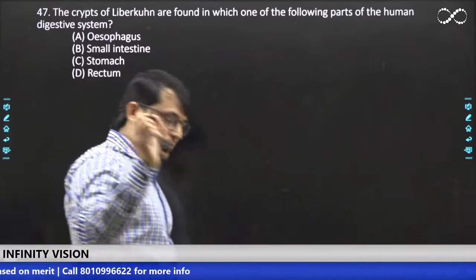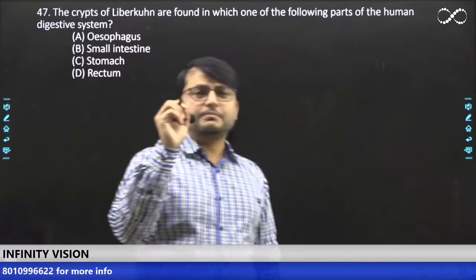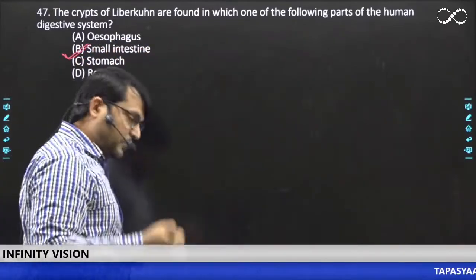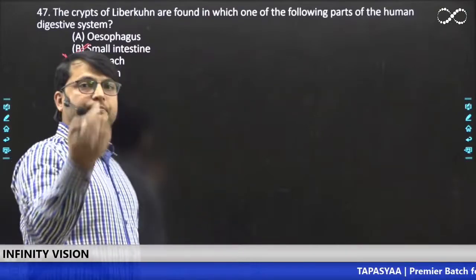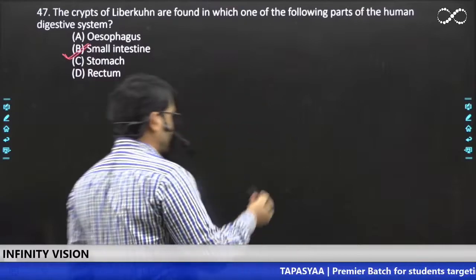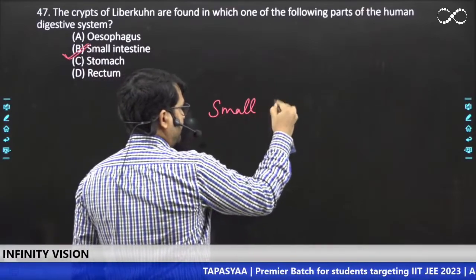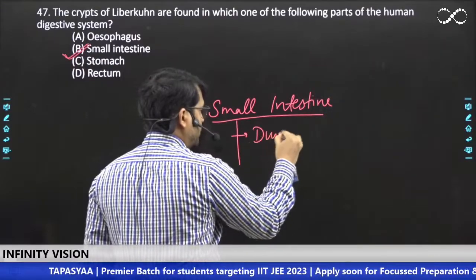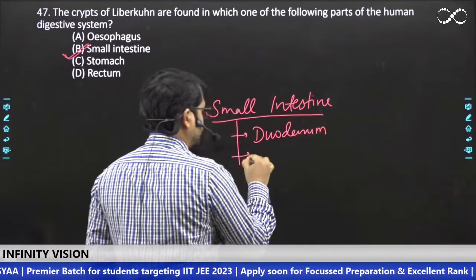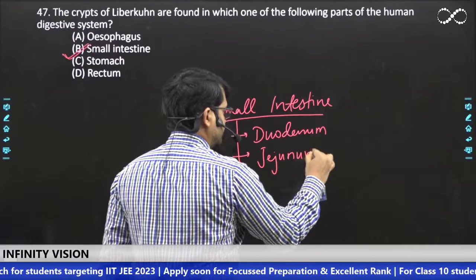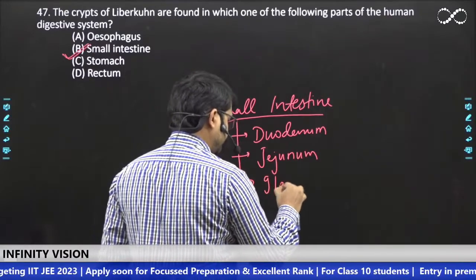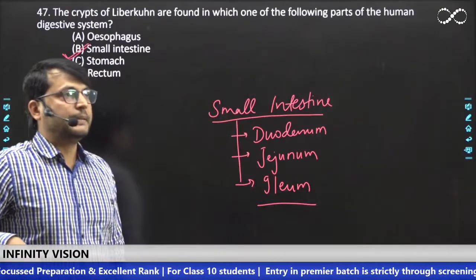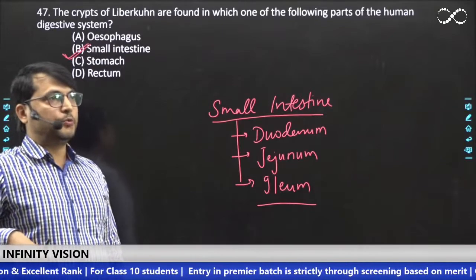Great. Let me put a twist to this question. Before that, let me tell you that all of your answers are correct. The correct answer is small intestine. But what if I ask, in which part of the small intestine do we find crypts of Lieberkühn? The small intestine is divided into 3 parts. You all know, right? Duodenum, jejunum, and ileum. Now, tell me, in which of these 3 parts do we find crypts of Lieberkühn?